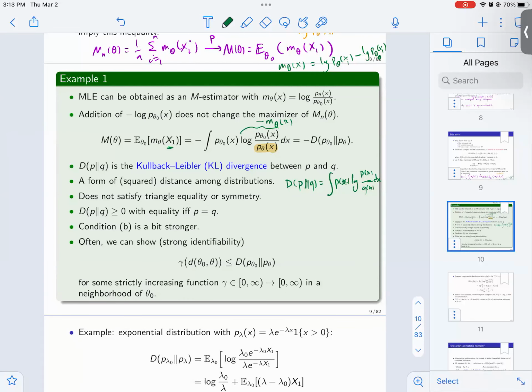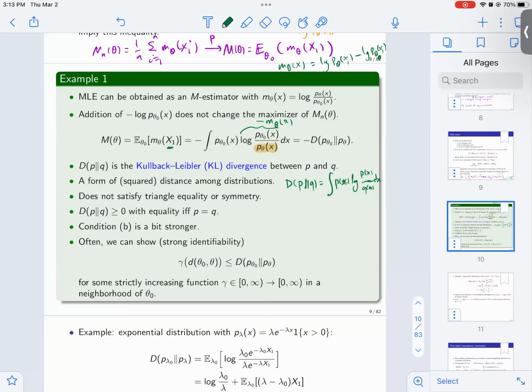And using a little bit of Jensen's inequality, you can show that this is always non-negative. And it's going to be 0 only if P and Q are the same density. So it's a non-negative measure, and this is always true. If they're different, this is going to be bigger than 0. If they're equal, it's going to be equal to 0. So it acts like a distance.